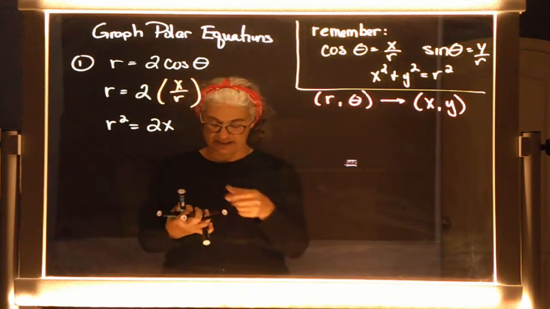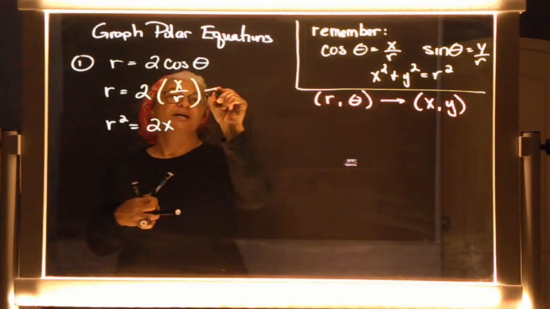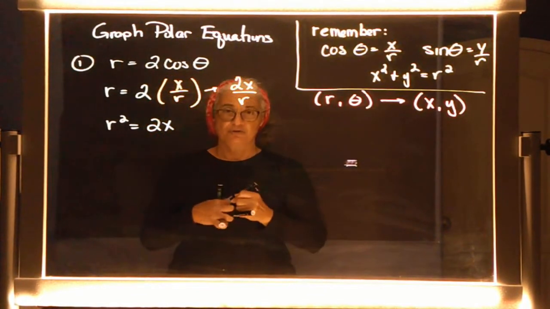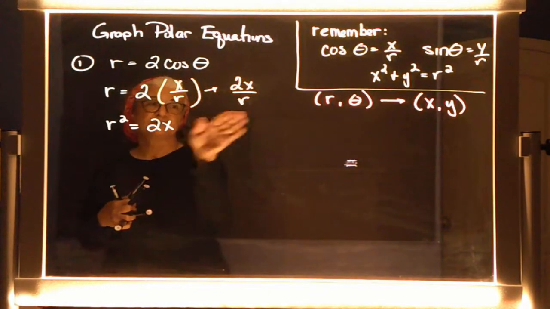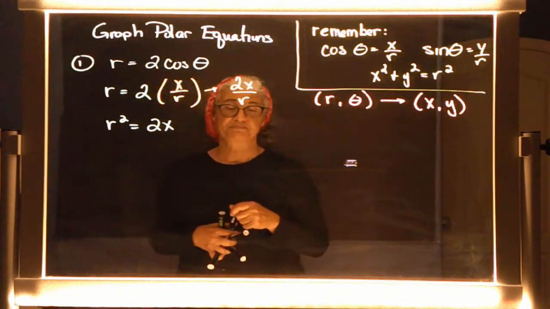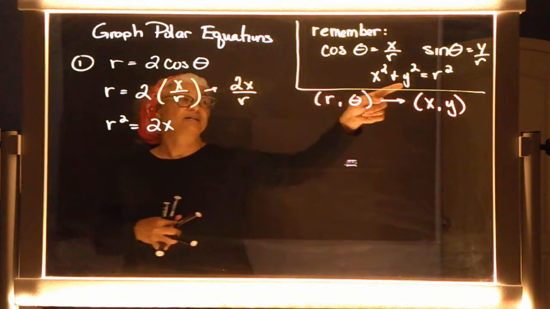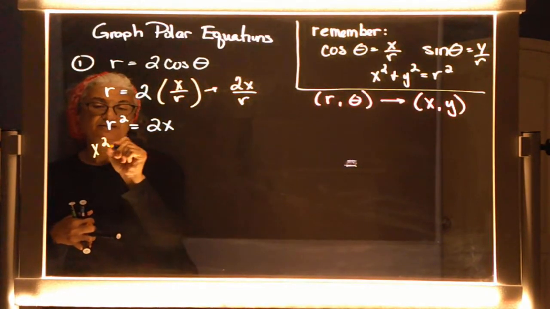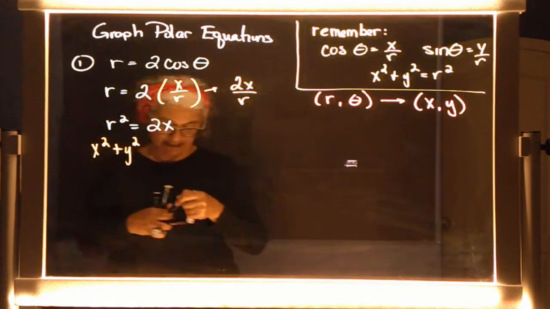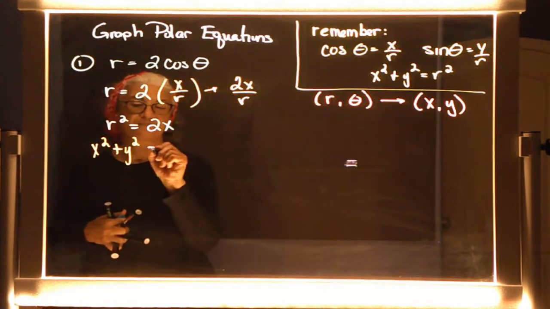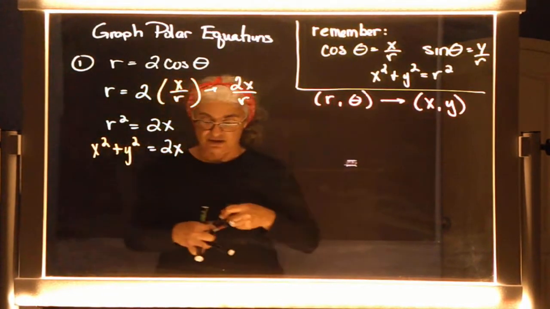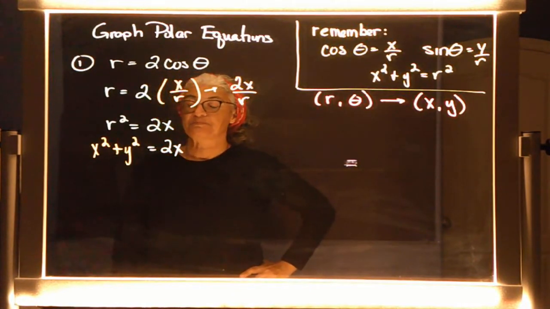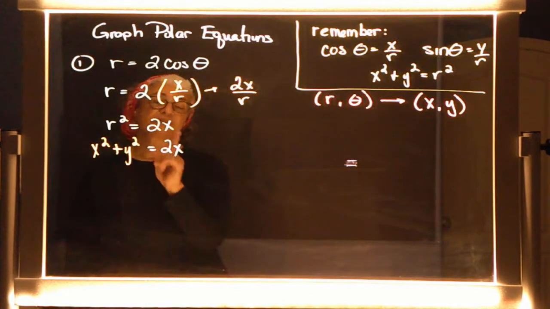Okay, and if you're like, wait, I didn't see that. Well, this right side would just be 2x over r, wouldn't it? So I multiplied both sides by r, got rid of that denominator. Cool? Okay, now r squared I can replace, can't I? I can replace it by x squared plus y squared, can't I? Okay, looking pretty good. And now here's the deal. I'm noticing I have an x squared and a 2x.